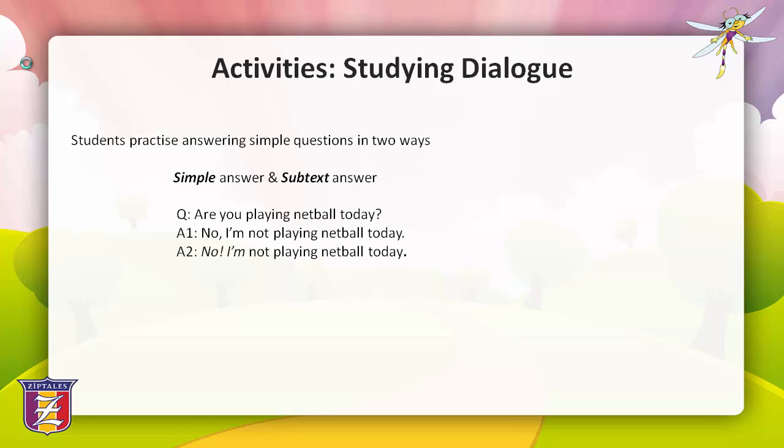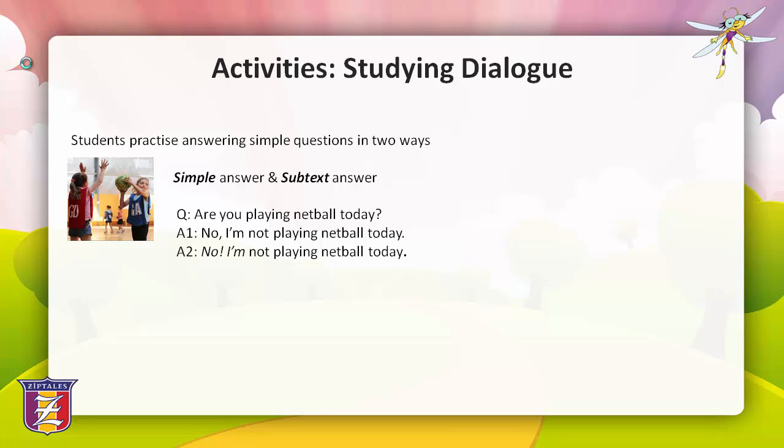Students could practice answering simple questions in two different ways. The first response is a simple, straightforward answer, and the second response is exactly the same answer but loaded with subtext. For example, the question, "Are you playing netball at lunchtime today?" First response, "No, I'm not playing netball today." Or the second response, loaded with subtext, could be, "No, I'm not playing netball today." You could discuss possible underlying meanings for the way the second response is said. For example, the second response, the underlying meaning, "No, I hate playing netball."